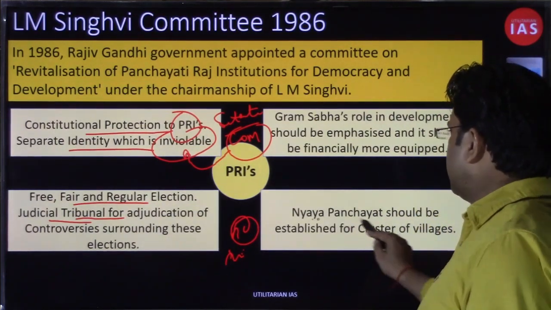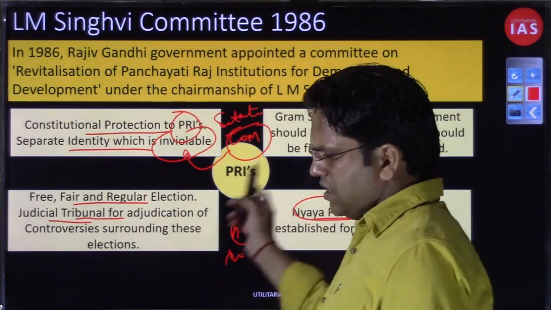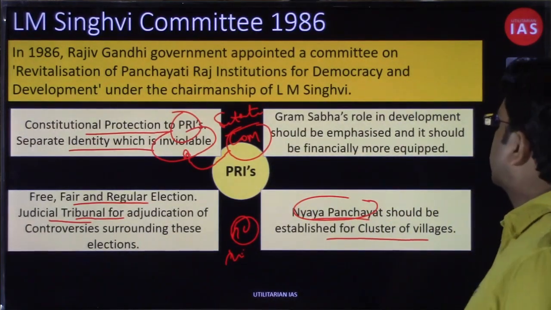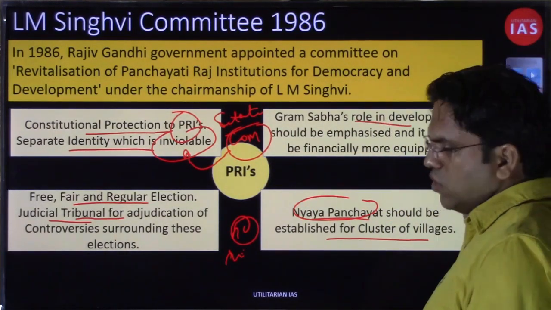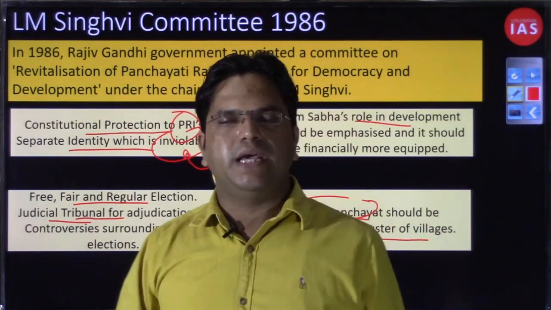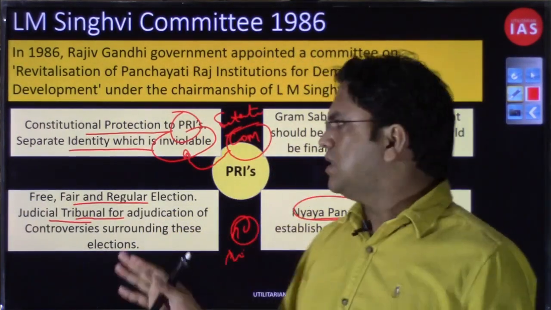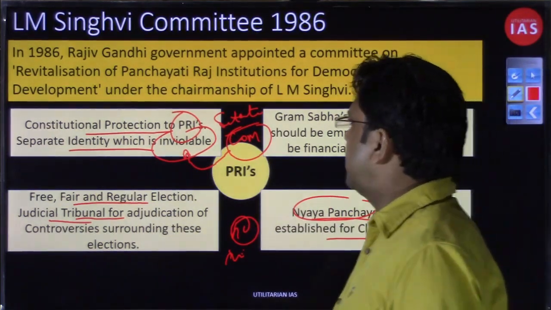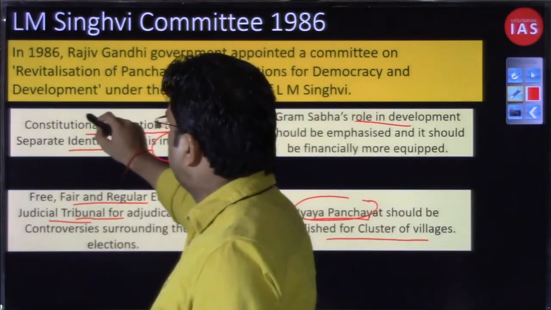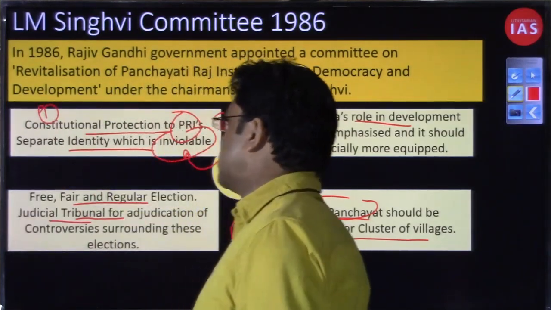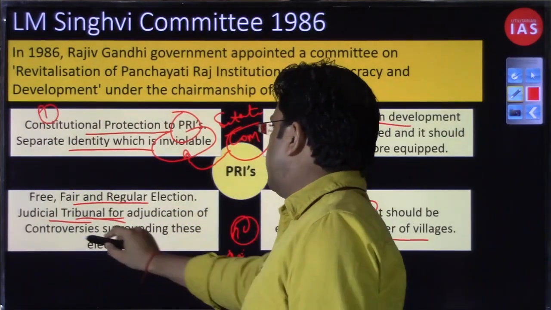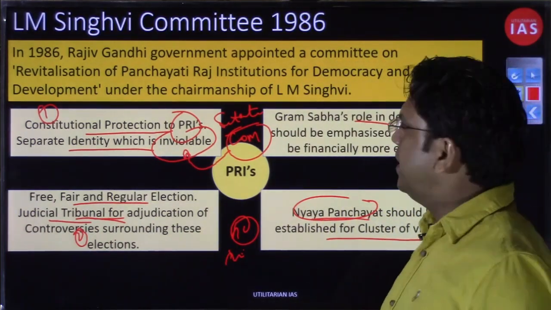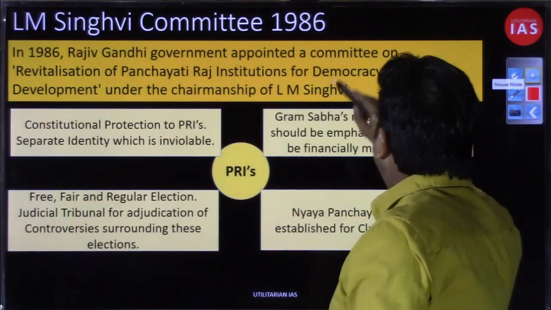The Nyaya Panchayat had already been talked about in the Ashok Mehta committee, so that is not new; it should be established for a cluster of villages. Then Gram Sabha's role in development should be emphasized. These are the recommendations of the LM Singhvi committee, right? So constitutional status is one point, then judicial tribunal is the second notable point, and Nyaya Panchayat is old, right? So this was all about the LM Singhvi committee.